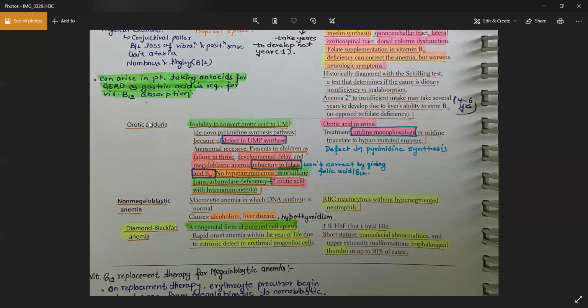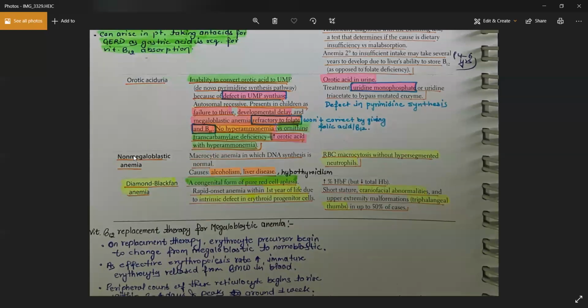So what is the treatment? You will give the patient uridine monophosphate or UMP synthetase enzyme replacement. Either you can give the direct supplement of this uridine monophosphate, or you can give the enzyme supplements to the patient. That's how you can correct the orotic aciduria. Is that okay? Yes.